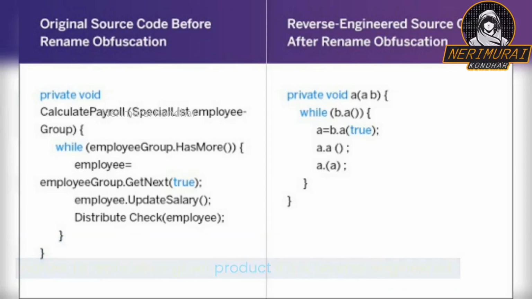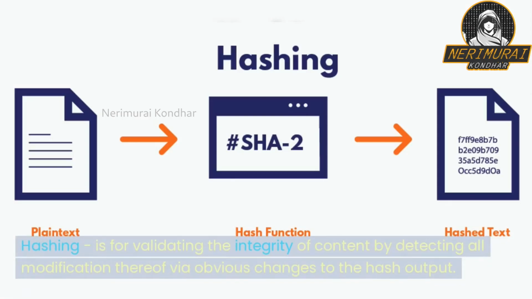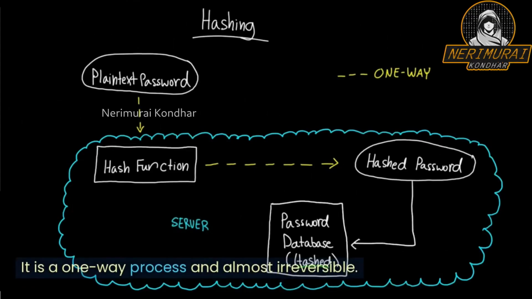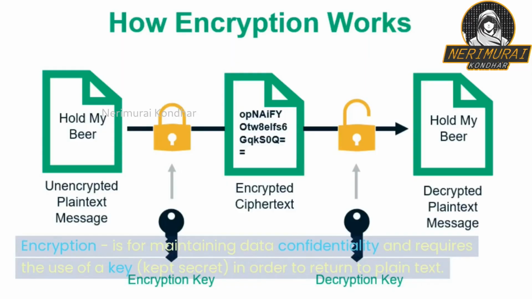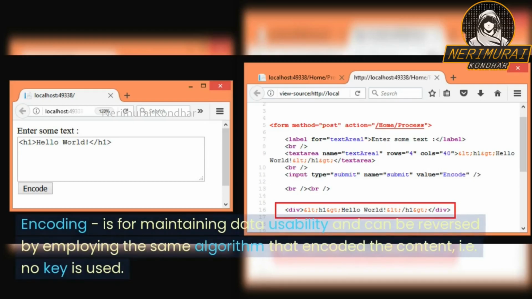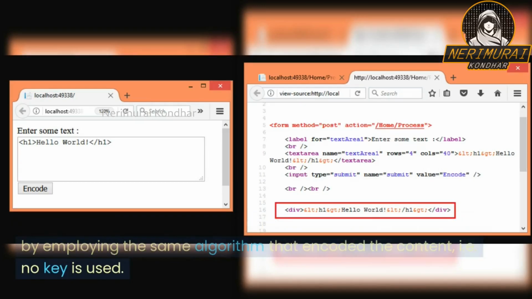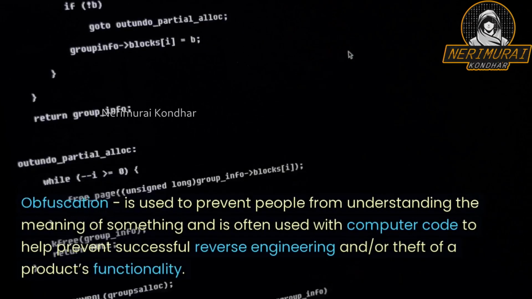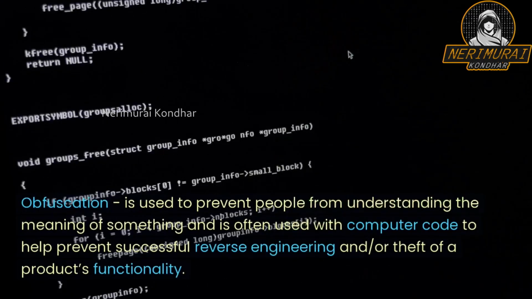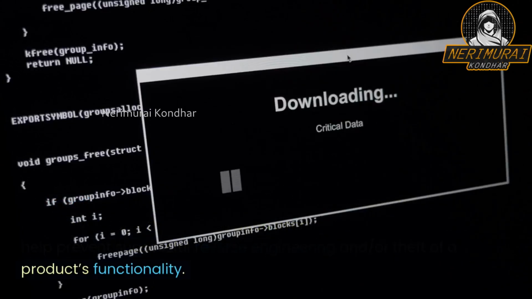Conclusion: hashing is for validating the integrity of content by detecting all modification thereof via obvious changes to the hash output. It is a one-way process and almost irreversible. Encryption is for maintaining data confidentiality and requires the use of a key, kept secret, in order to return to plain text. Encoding is for maintaining data usability and can be reversed by employing the same algorithm that encoded the content, i.e. no key is used. Obfuscation is used to prevent people from understanding the meaning of something and is often used with computer code to help prevent successful reverse engineering and/or theft of a product's functionality.